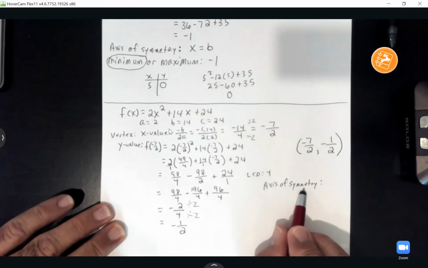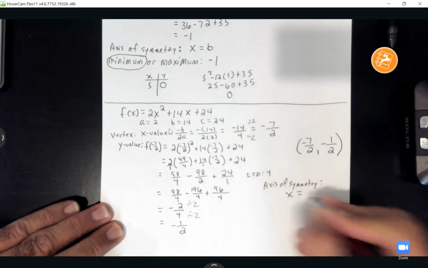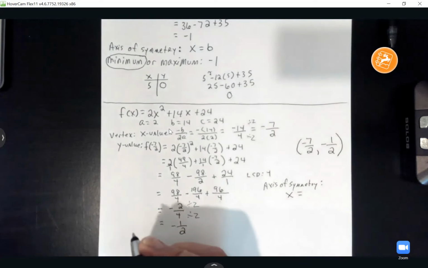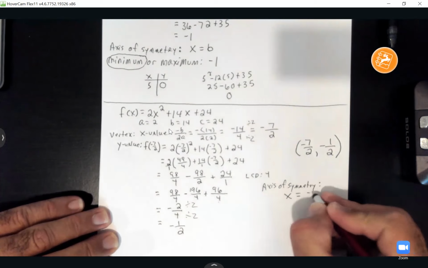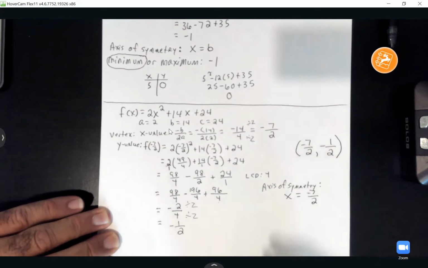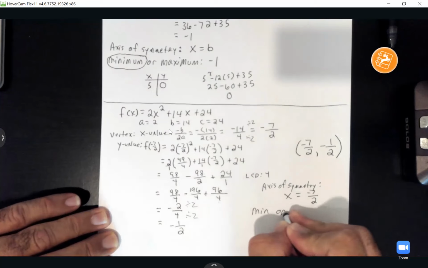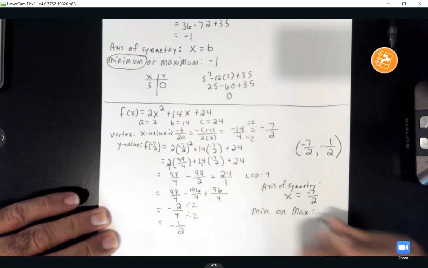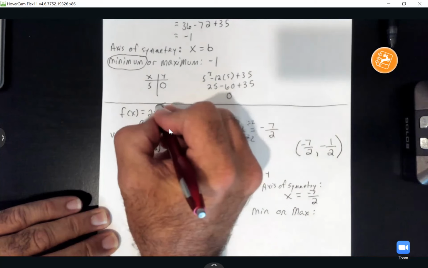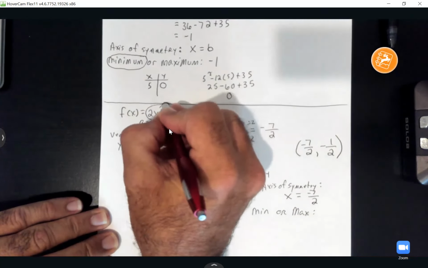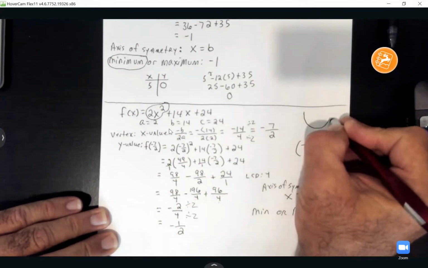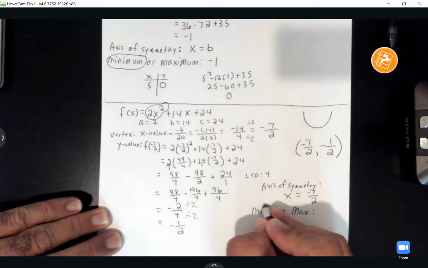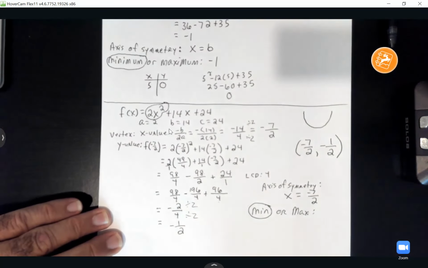All right, y'all. So the axis of symmetry is going to be X equals what? -7/2. All righty. So do we have a min or max value? Well, remember, we're looking at that 2x squared term. The 2x squared term's positive. So if you were to graph it, it would look like a U, a minimum. So it's a minimum. And what's that minimum value?